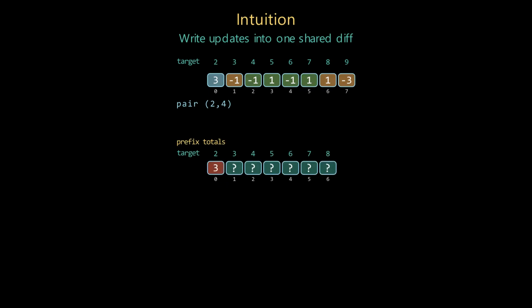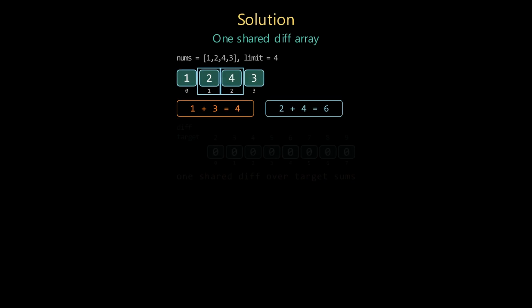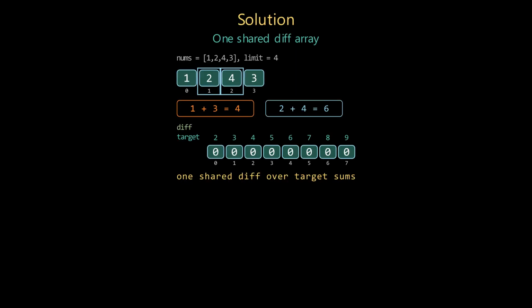Now sweep this completed difference array from target 2 to target 8. The running sum is the total number of moves for each target. The lowest running total is the answer. Now turn the idea into the solution. Build one shared difference array over target sums 2 through 8, with one extra slot at 9 for right plus 1 markers.